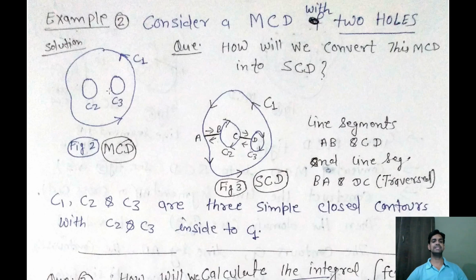Now how will we convert it into a simply connected domain? The same way, we will join the contours by line segments: AB here, and this we will join by the line segment CD. After that, this domain is bounded by contour C1 and the line segment AB, then contour C2, then line segment CD, then contour C3. After that we go in reverse: the line segment DC, then contour C2, then line segment BA.